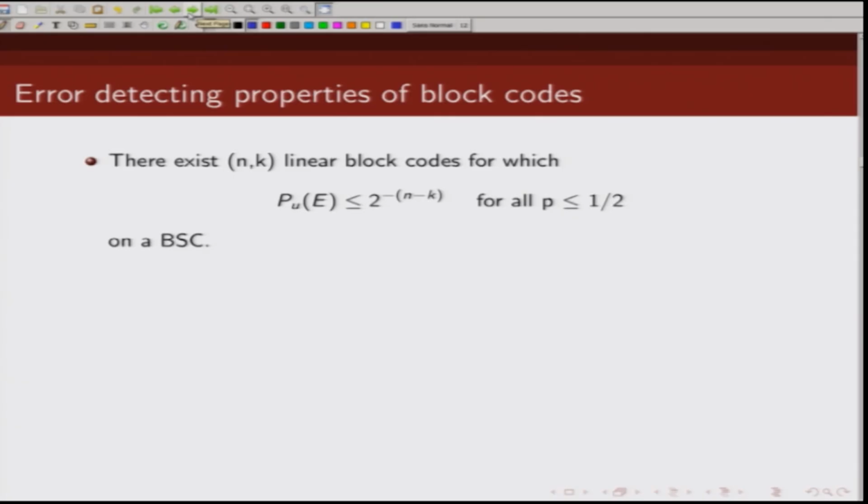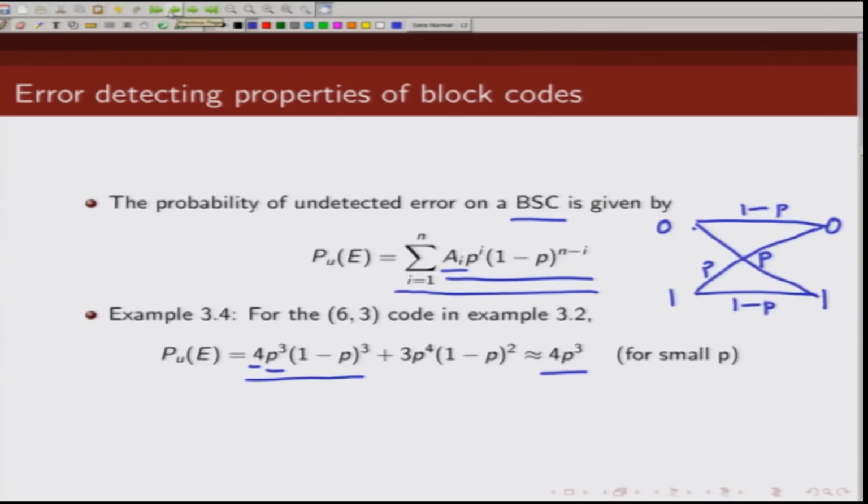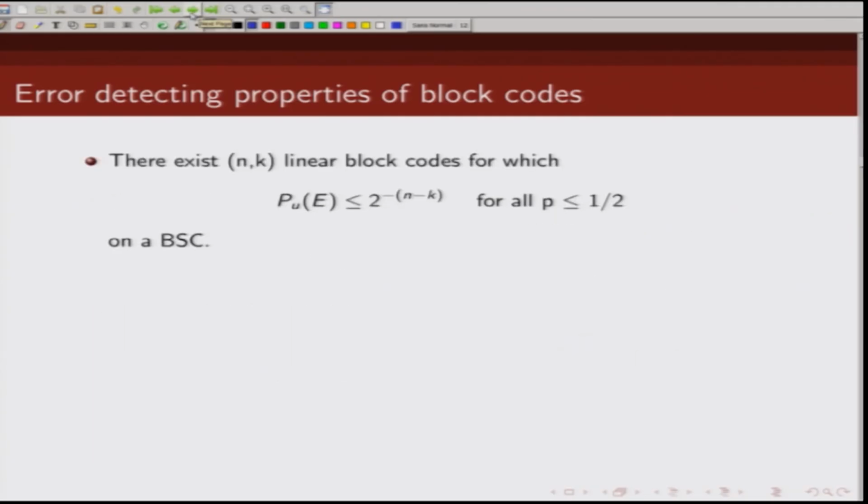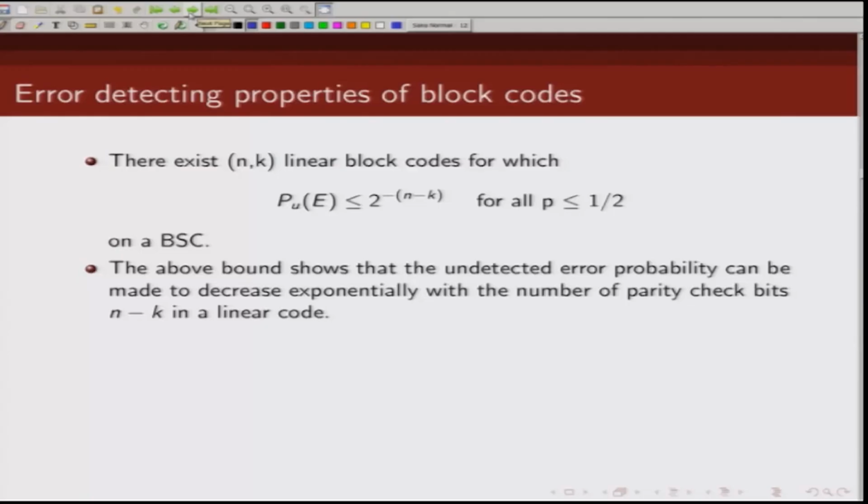So, in this particular example, the undetected error probability basically varies as p raised to power 3, which is the same as n minus k. In general, we can show that undetected error probability is dependent on how many parity bits we have. So, the more the number of parity bits, the lesser will be the undetected error probability. So, we can make the undetected error probability small by increasing the number of parity bits.